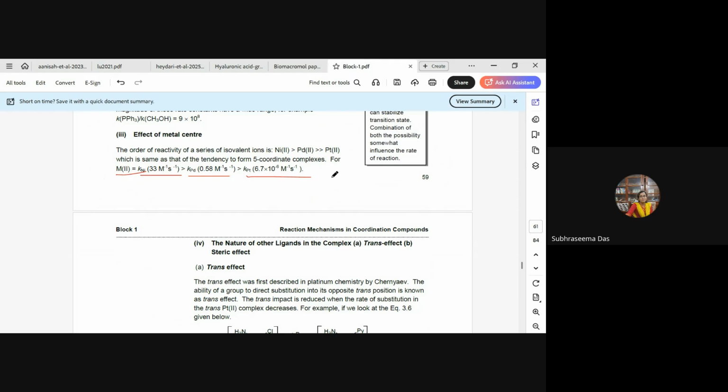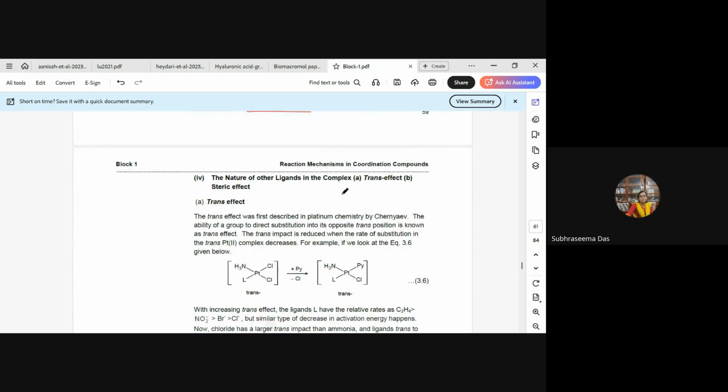So here it is for isovalent ions, that is, since all are 2 plus, it takes up the reactivity of these ions in the order they wish to form 5 coordinated complexes. Then the nature of ligands in the complexes also affects the rate constant, and this nature of ligands in the complexes has been categorized into two types. One is the trans effect and the other is called the steric effect.